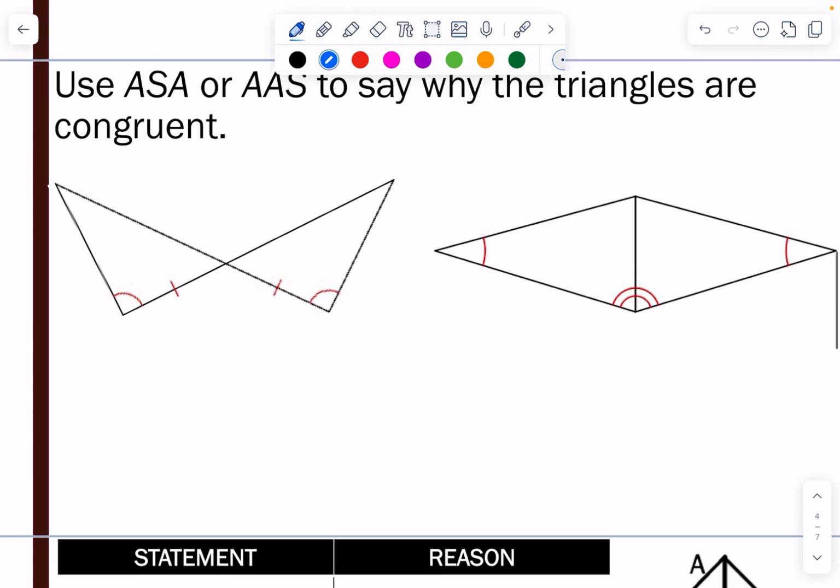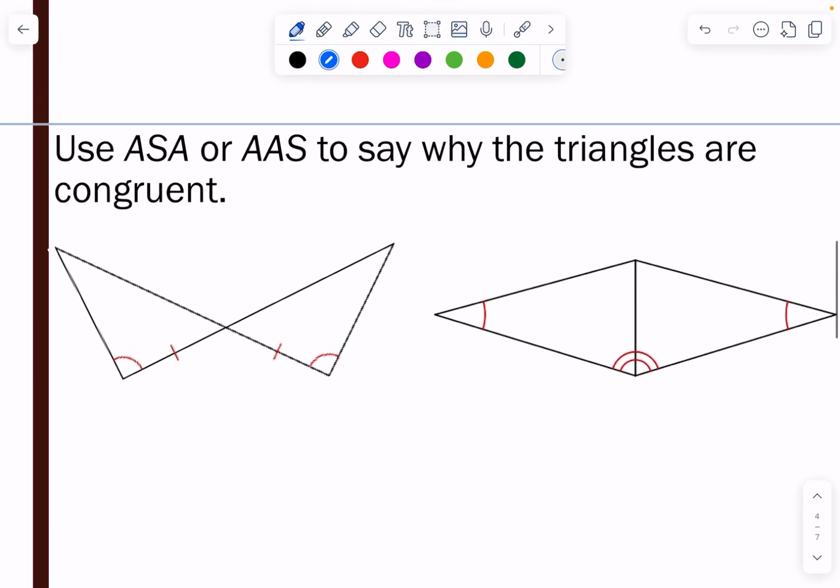All right, so let's take a look at this. So on this first one, what I always like to do is go through and mark up my figure with what I know. So right now I know this angle and this angle are congruent. I know this side and this side are congruent. So the next question I ask is, is there another angle or side that we could get? And the answer is yes. I could get this angle and this angle because those two angles are vertical. So therefore they are congruent.